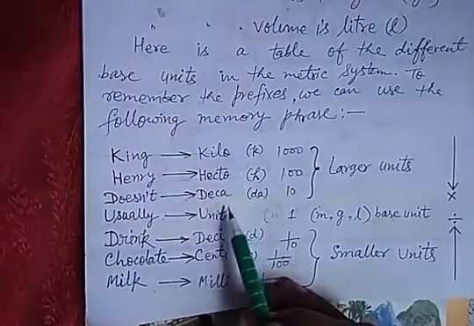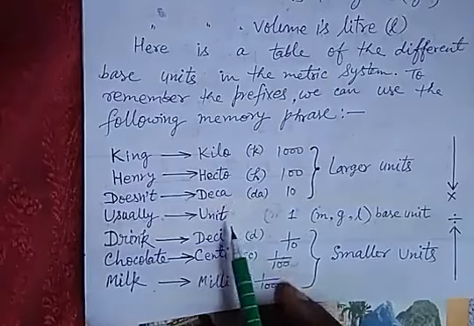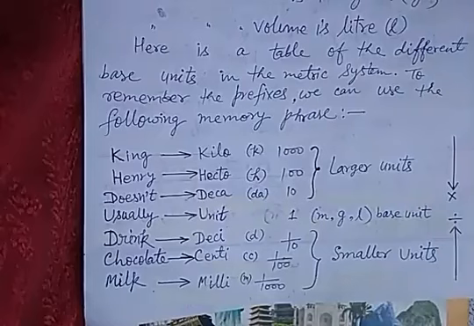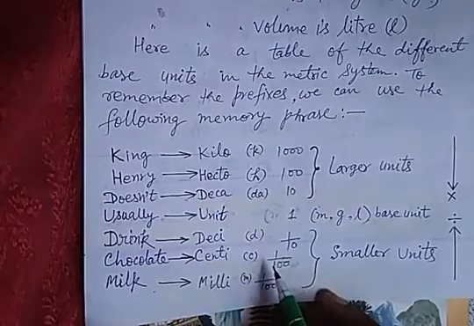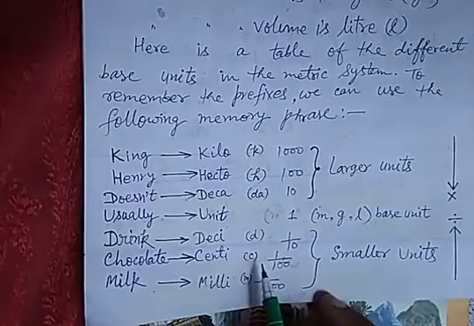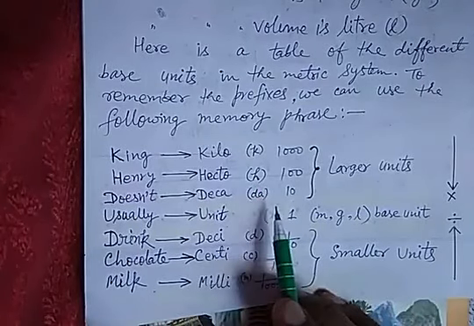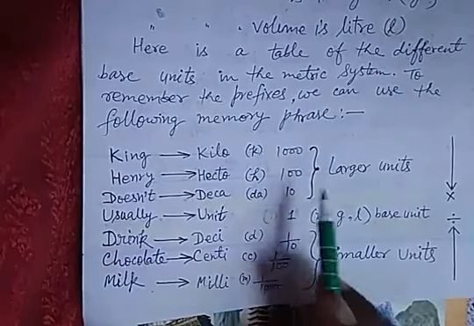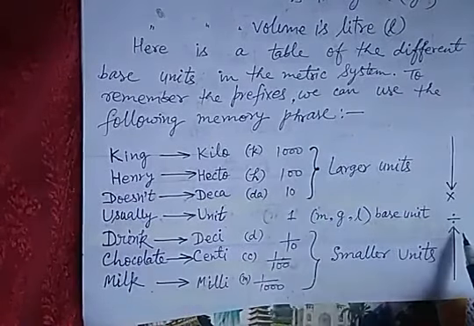Here kilo, hecto, deca are larger units than the base unit, and deci, centi, milli are smaller units than the base unit. When we have to convert a larger unit into a smaller unit, we have to multiply, and when we have to convert a smaller unit into a larger unit, we have to divide.